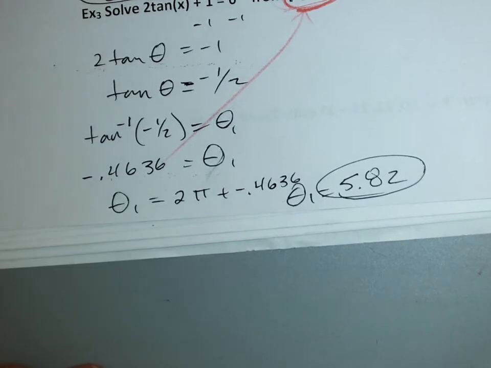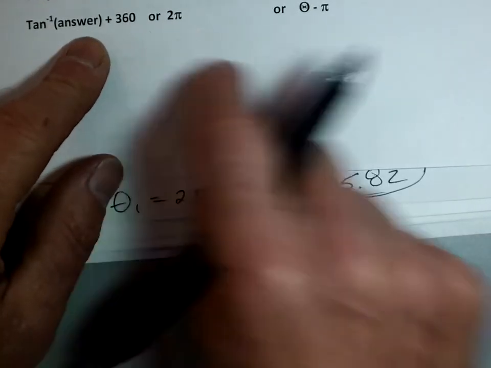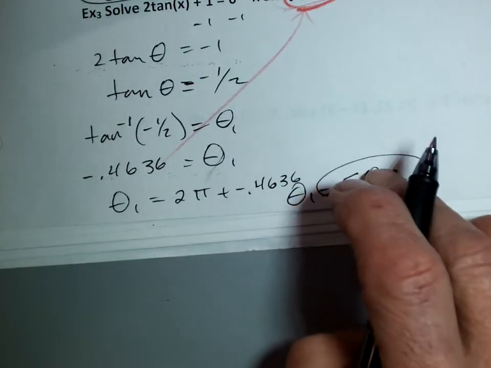Wait, Mr. Davies, on our reference angle sheet, it says for tangent the reference angle was added to pi, not to 2 pi. Right, so I haven't done the reference angle yet. You're ahead of me. All I did is I found theta 1. And then you subtract pi. Yeah. So then I'm going to take this answer.